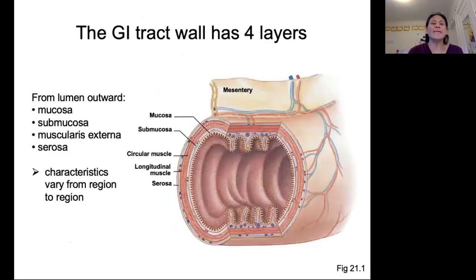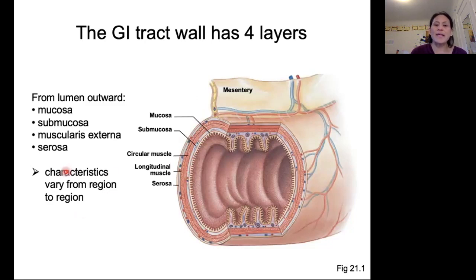Moving on, the wall of the GI tract has 4 layers. Moving from the inside towards the outside, so from the lumen outward, we have the mucosa, and then the submucosa. Then we've got the muscularis externa and the serosa. In the next slide, I'll talk a little bit more about each of these.